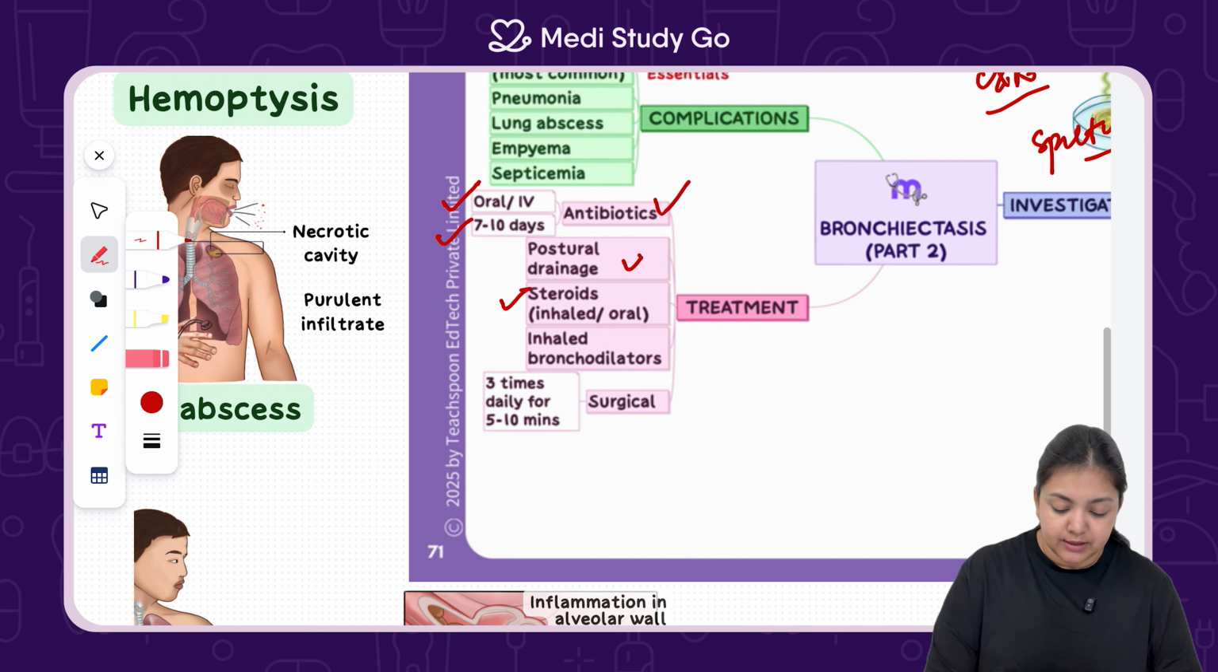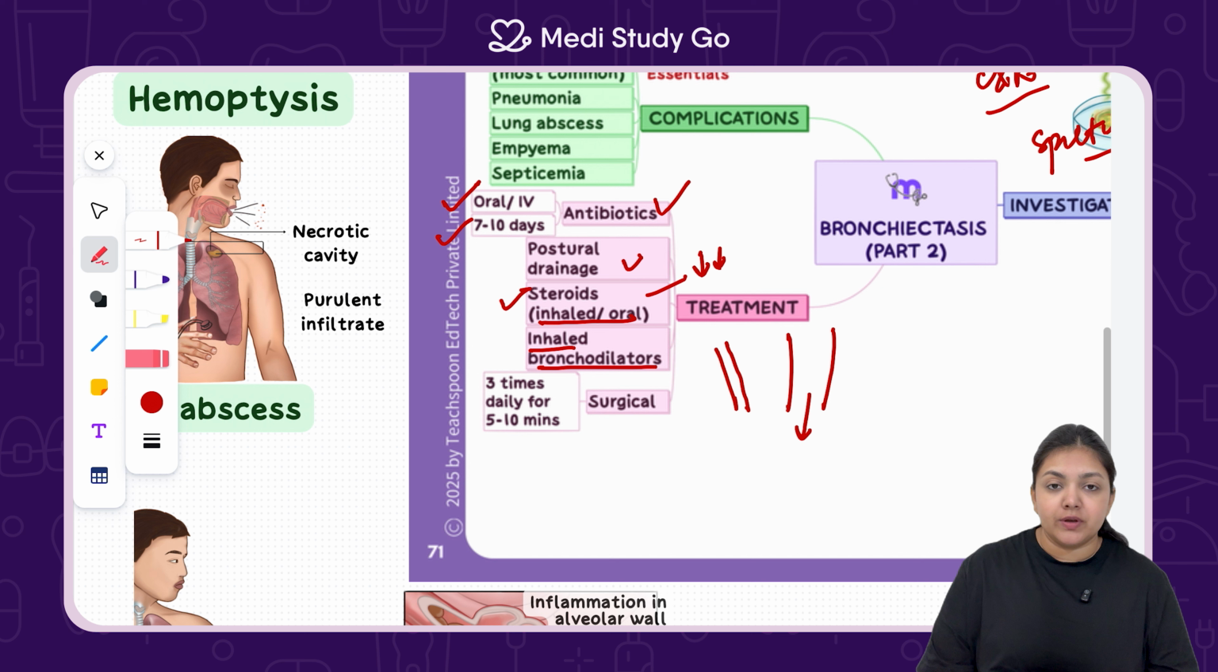Secondly, steroids can be given so that the immune response is decreased and the patient's body can work up a bit more against the immune system and come back to normal. Inhaled bronchodilators can also be given so that the bronchioles, which are of constricted diameter right now, can get dilated a bit. The mucus can get moving, the cilia can get functioning, and therefore bronchiectasis can be treated. Lastly, there can be surgical treatment wherein the obstruction can be removed surgically.